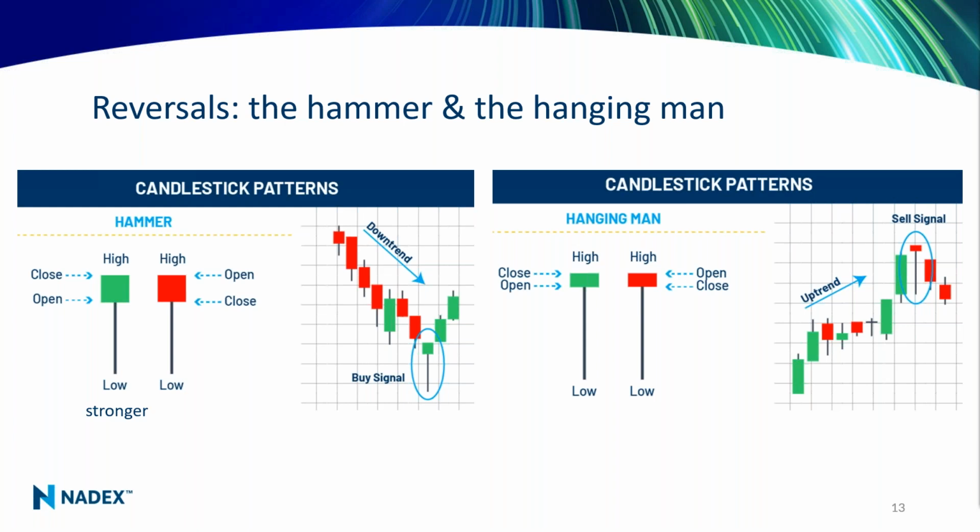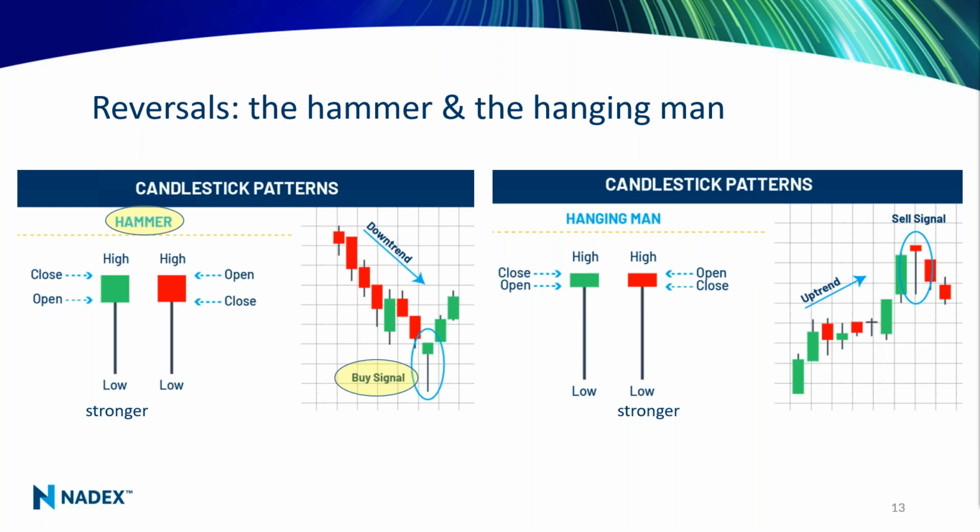All right, so the hammer, if you're in a downtrend and you see a hammer, it might be a reversal where it's going up and it's a buy signal. If you see a hanging man, you're in an uptrend and you see a hanging man, it might be a sell signal. The stronger ones, when it's a buy signal in a downtrend, if it's green, it's a little bit stronger. If it's a red one in an uptrend, the hanging man, the red one's a little bit of a stronger signal. And that's really what I wanted to get here for the reversals.